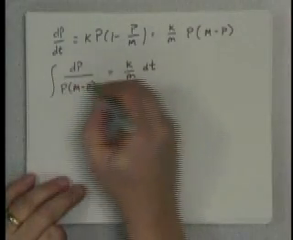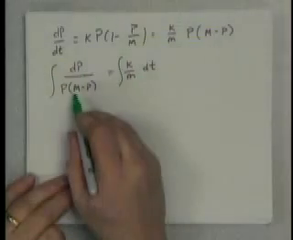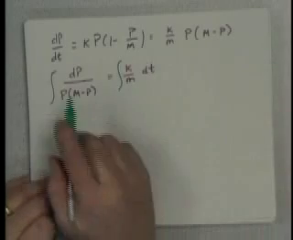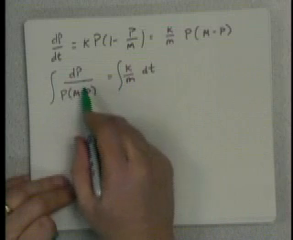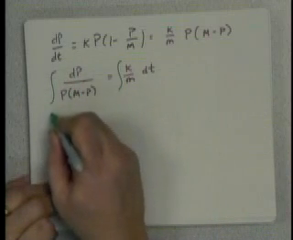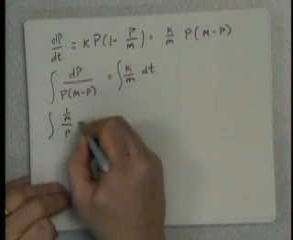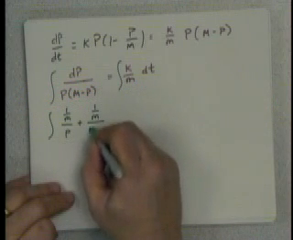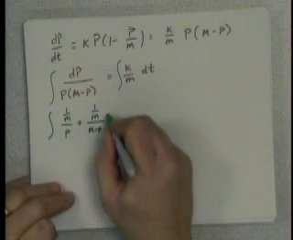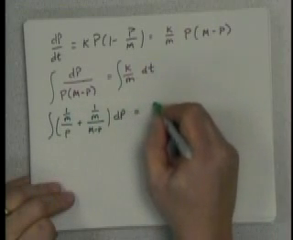And then we're going to integrate. Now, if I'm going to do this by hand, I'm going to use partial fractions on the left side. So this becomes the integral of 1 over M over P plus the integral of 1 over M over (M minus P) dP.